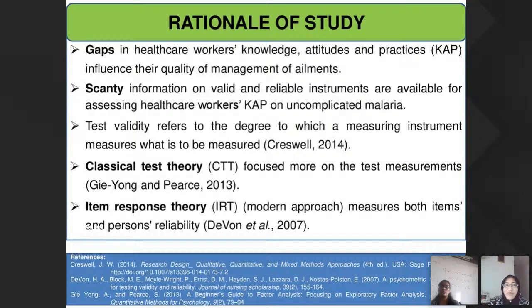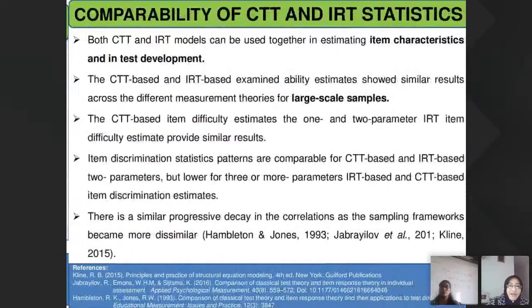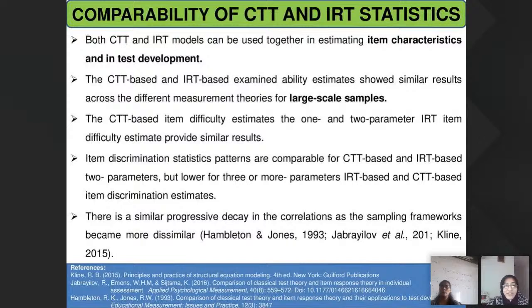we wanted to make a very extensive reliability and validity test so that our instrument, when it's being developed, should be able to cater to all the healthcare workers, the targeted population, to measure the knowledge, attitude, and practice. All right. So this is just a little bit on the knowledge on why we are using the CTT and the IRT statistics when we are doing the validity and reliability.